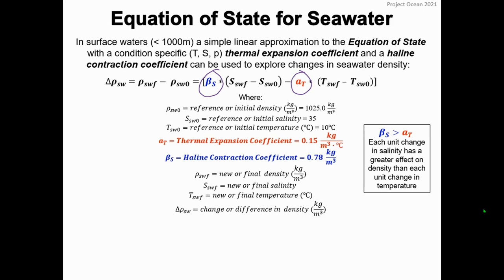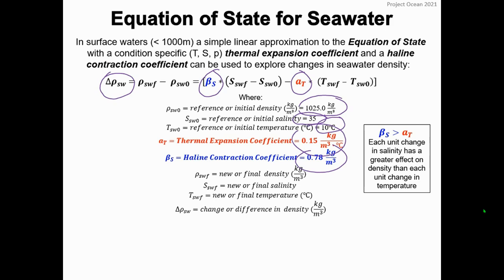Now, these two constants, when it says they're condition specific, means we reference them to an initial state, which is a density of 1,025 kilograms per meter cubed, a salinity of 35, and a temperature of 10 degrees Celsius. Using these values and these constant values for the thermal expansion coefficient and the haline contraction coefficient, we can easily calculate or estimate a change in density of seawater for shallow waters less than 1,000 meters.